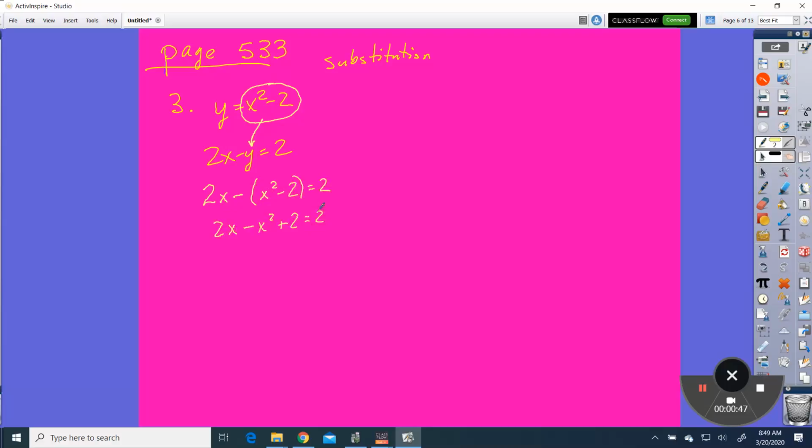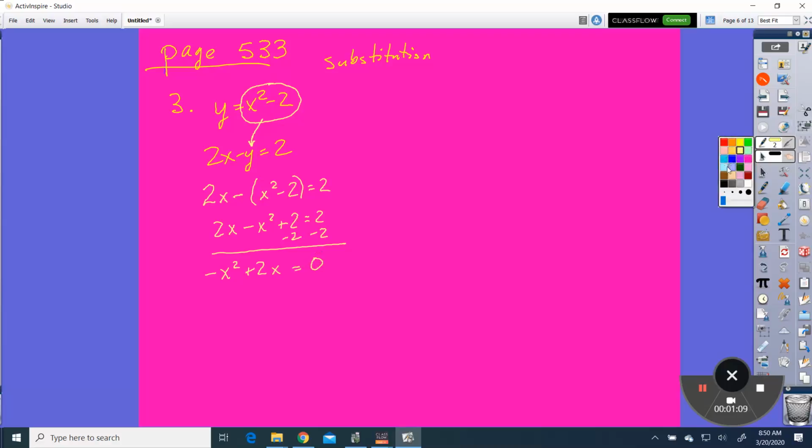So now I want to get it equal to 0. Anytime you have a squared and a single power, it's quadratic, and so you want to get it equal to 0 so that you can factor or use the quadratic formula. So I'm going to minus that 2 over there. So I now have negative x squared plus 2x, 2 minus 2 is 0, equals 0. So, oh, it's working out better.